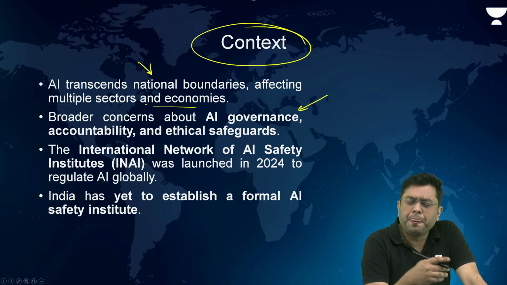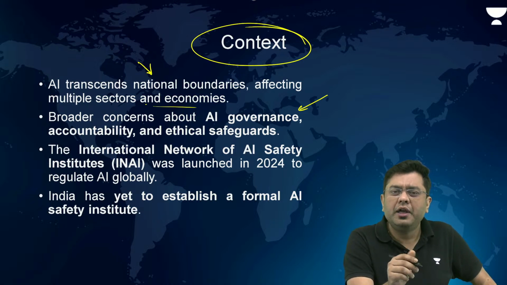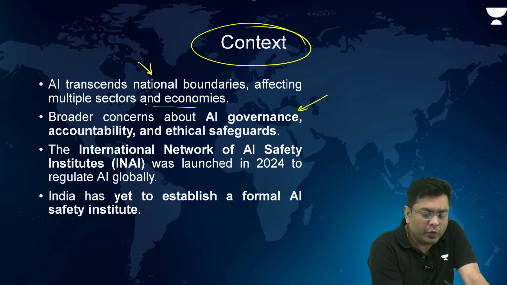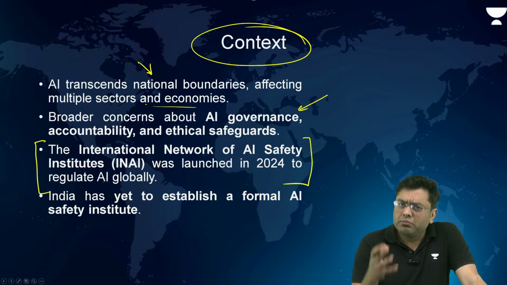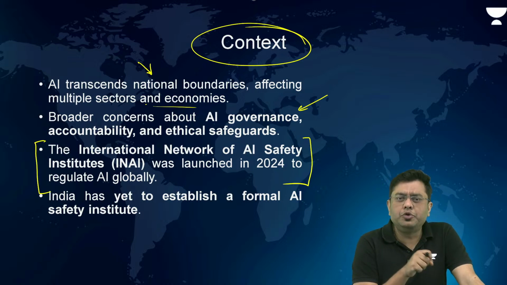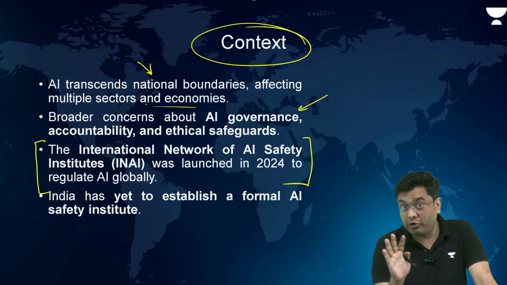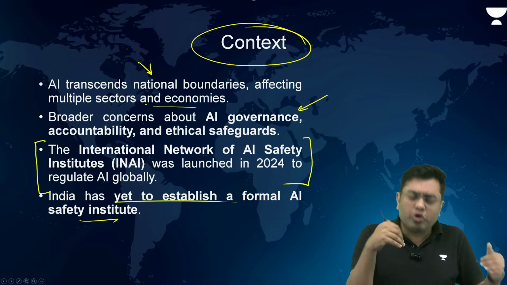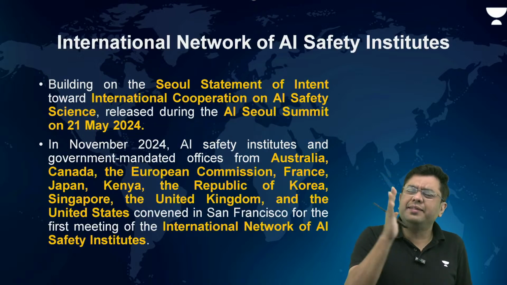Now, basically, there have been international efforts. First of all, last year in the first half, there was the Seoul Initiative. After the Seoul Initiative, in November, you had the International Network of AI Safety, held by various bodies of the different countries we will be talking about. They came together to launch a platform for AI governance. India was not a part of that. And India is yet to establish a formal AI safety institute or even a framework about what AI governance should be about. So that is the point of concern.